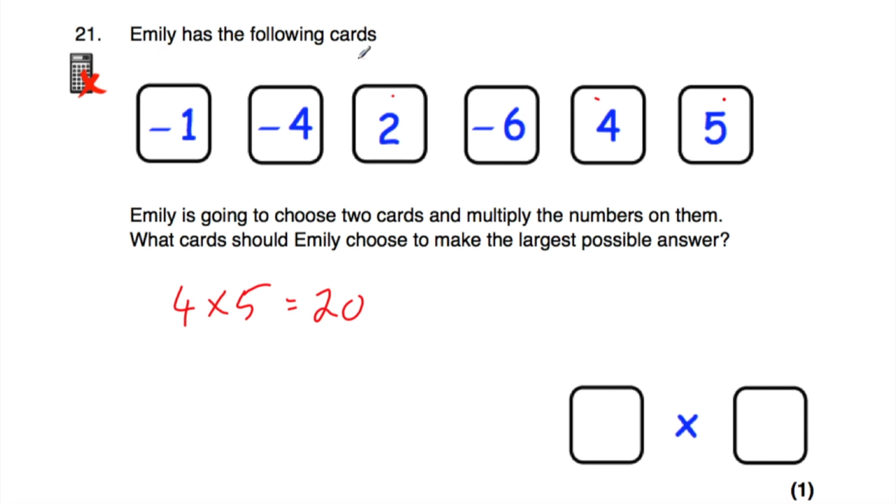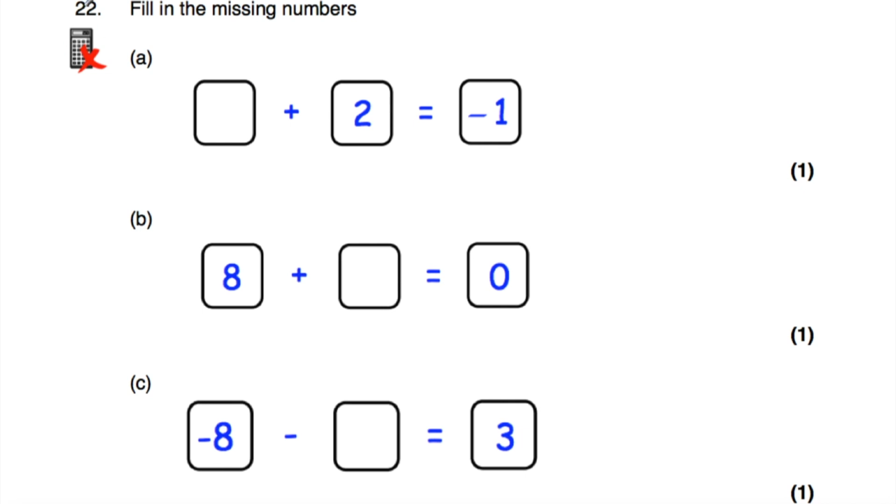Now let's consider the negatives. So we've got negative 4 and negative 6. So if we do negative 4 multiplied by negative 6, let's see what we get. Well, negative times a negative is a positive, and 4 times 6 is 24. So that means that negative 4 times negative 6 would be 24. And that's larger. That's the largest possible answer. So what cards should Emily choose? She should choose negative 4 and negative 6. And that's it.